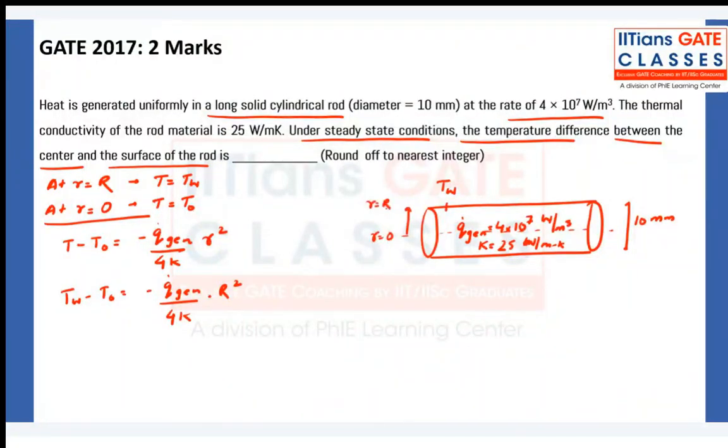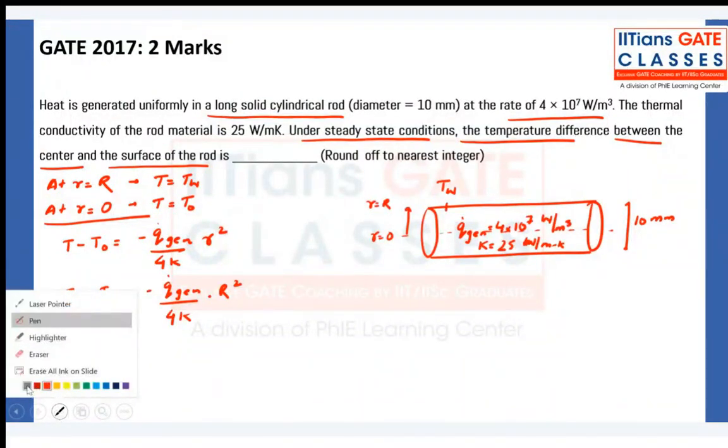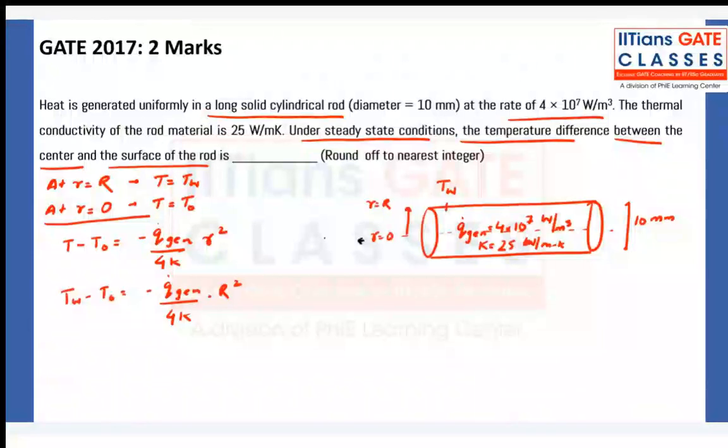Okay, so what is the temperature at the center? Here temperature is T naught. Here temperature is T_w. So what I need to find out is T naught minus T_w. So now the sign will change. 4k into R squared. Now I know everything.